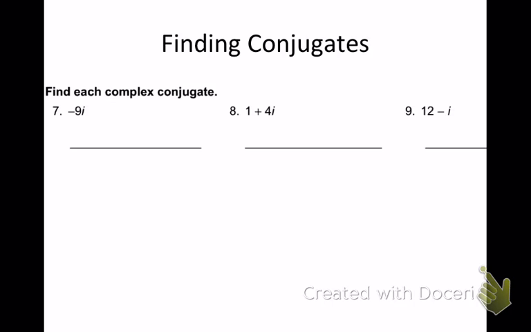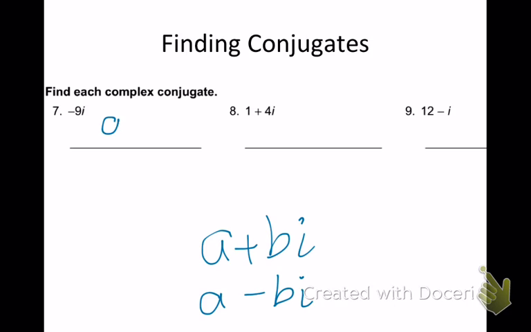Next part we're going to talk about is the complex conjugate. Okay? Remember, the complex conjugate would be like if I had a plus bi, the complex conjugate would be a minus bi. So notice the imaginary part is different. So if I have negative 9i, what's the complex conjugate of that going to be? Positive 9i.